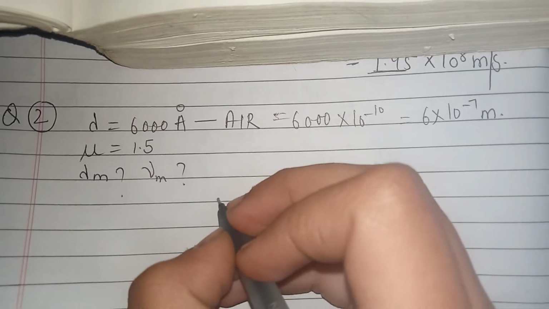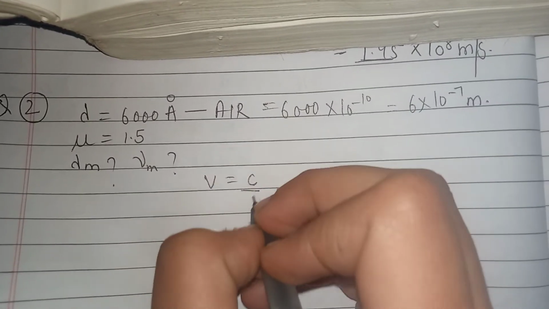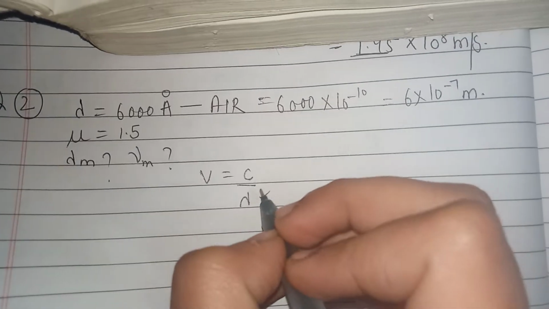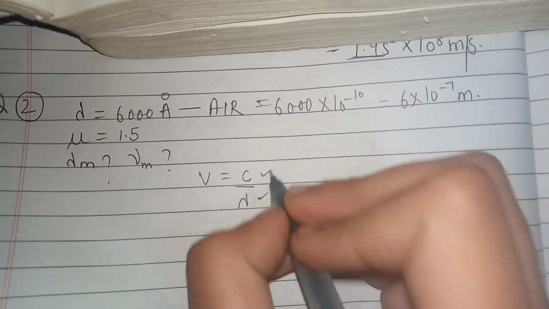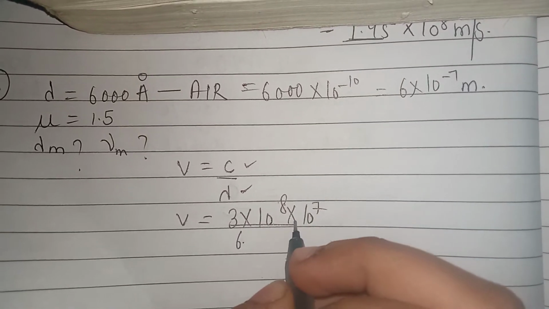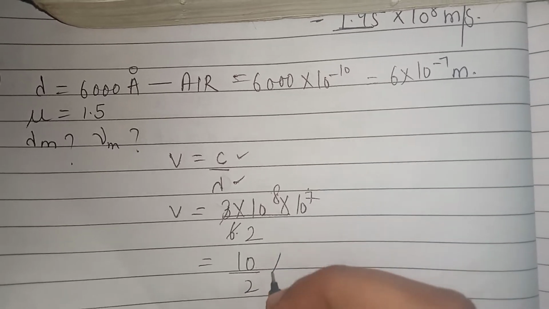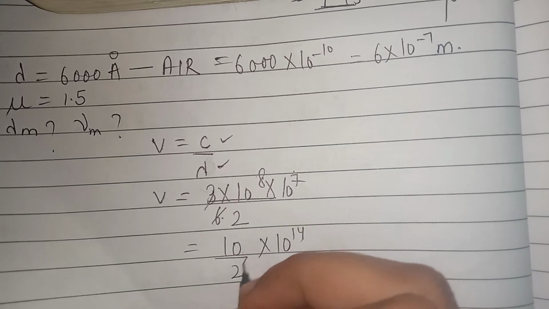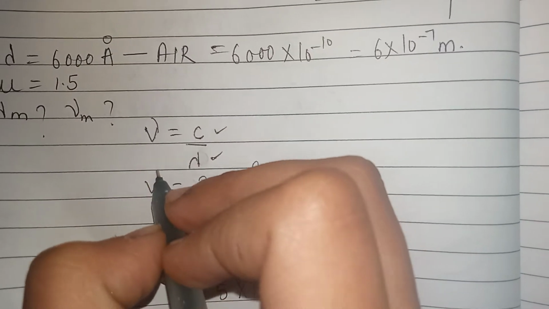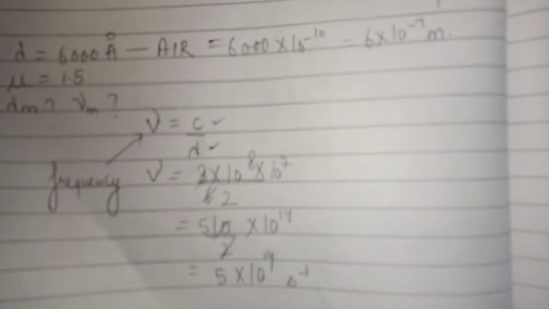Now we know that frequency is equal to C by lambda. You know lambda, you know C. Calculate the frequency: 3 into 10 raised to power 8 divided by 6 into 10 raised to minus 7. You can write it as 0.5 into 10 raised to power 15, that is 5 into 10 raised to power 14. This is frequency, and the unit of frequency is second inverse.